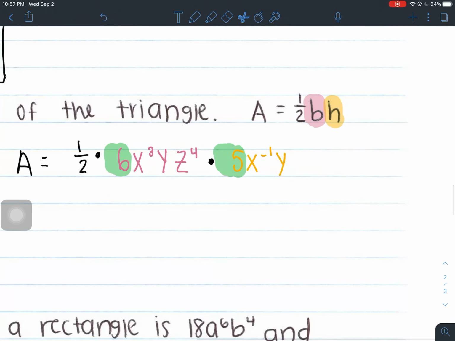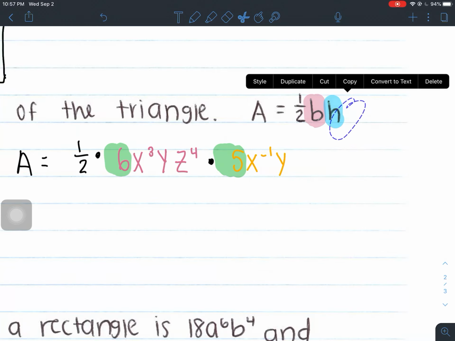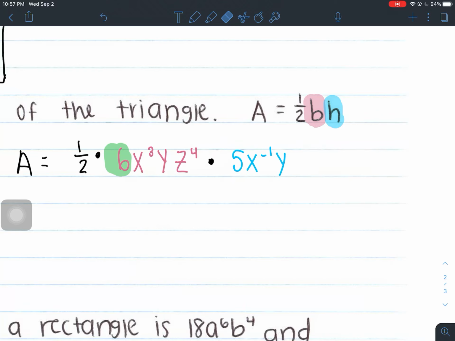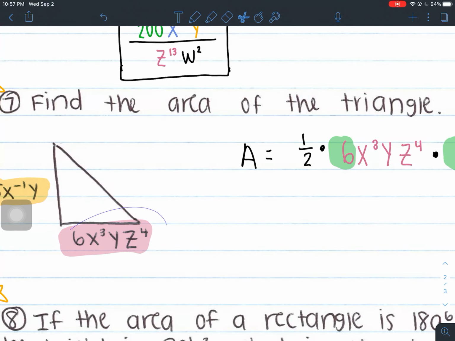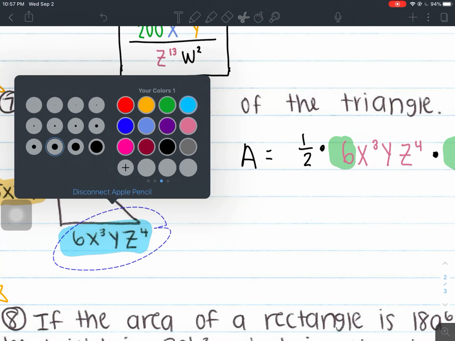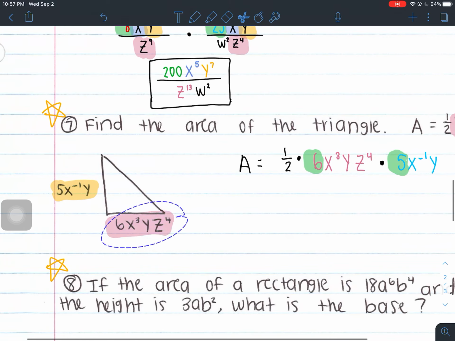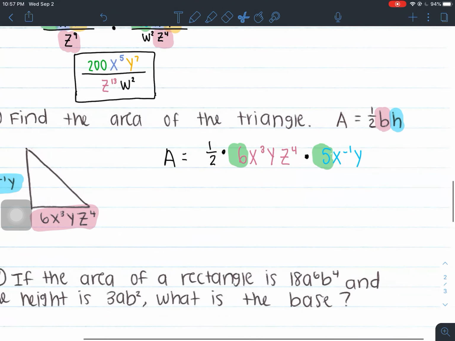I don't like how this is orange. Let me change this real quick. Let's make this blue. It's just a little bit easier to see. I'm sorry. Give me 1 second. Okay. So, this needs to be blue. That's the height. Okay, there we go.